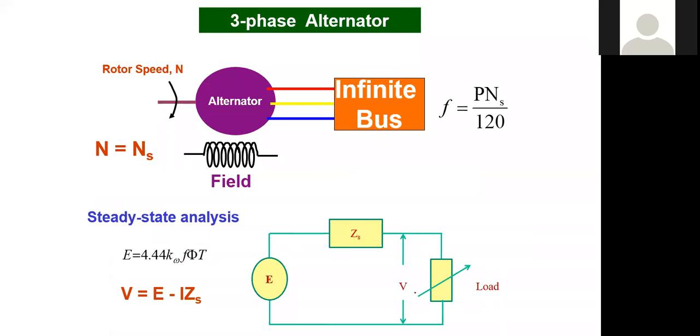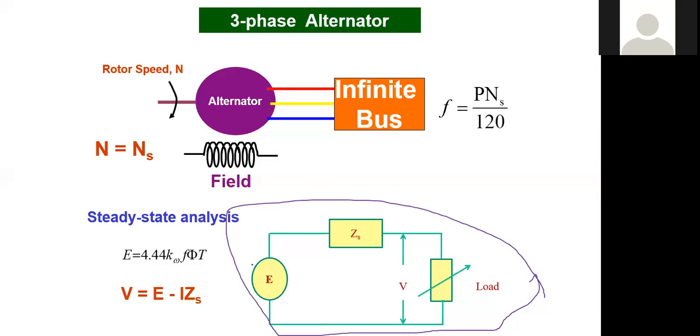So for the analysis of the synchronous machine, we can employ this kind of equivalent circuit. One is the back EMF or generated voltage, we can call it. Then this is the synchronous impedance and the load to which it is connected. This is for the isolated case.